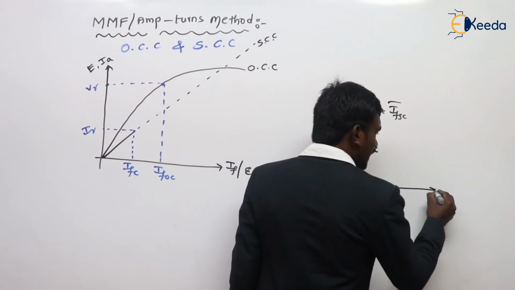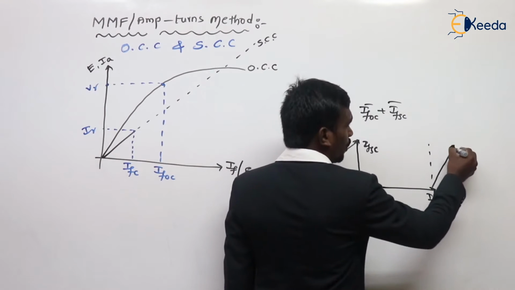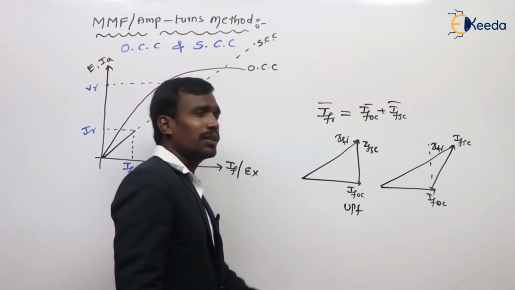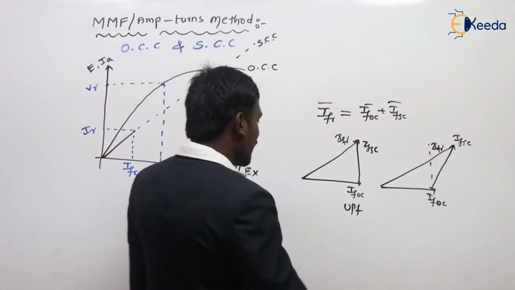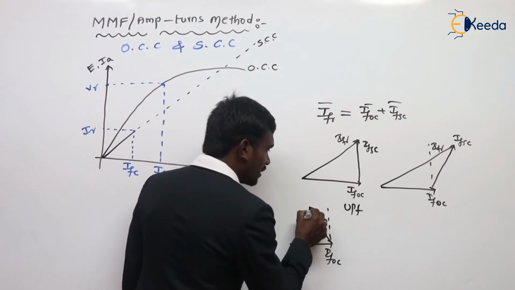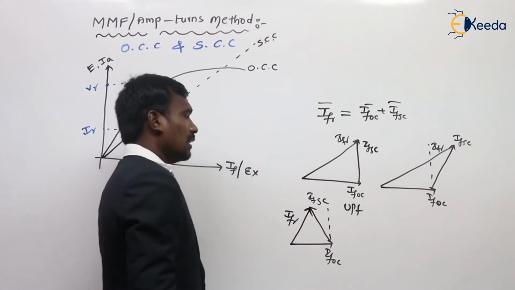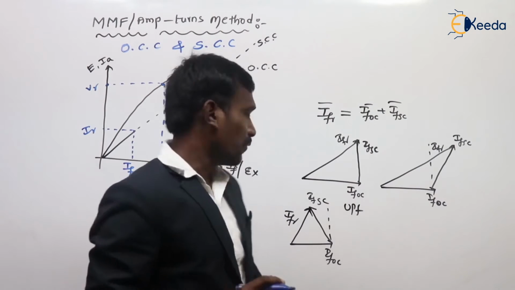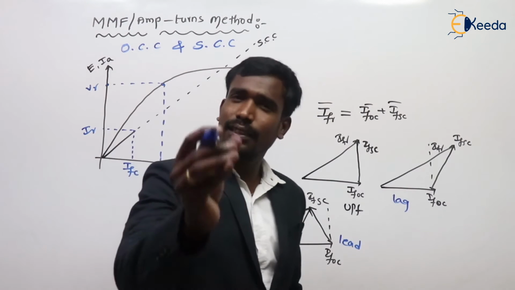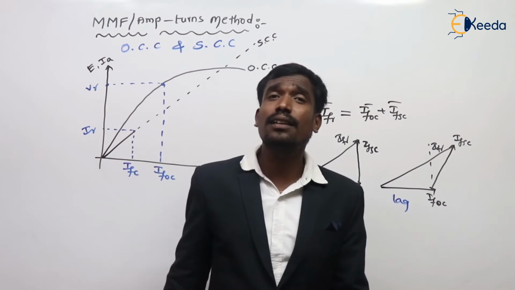For example, if it is at a lagging load, then this is IFSC, and here this is the resultant field current. For lagging, somewhat more field current. And if it is leading, for example, this is IFOC, and for leading, this is IFSC, and this is the resultant field current. For leading, the resultant field current is somewhat less. So, like that, they decided to find the resultant field current here.